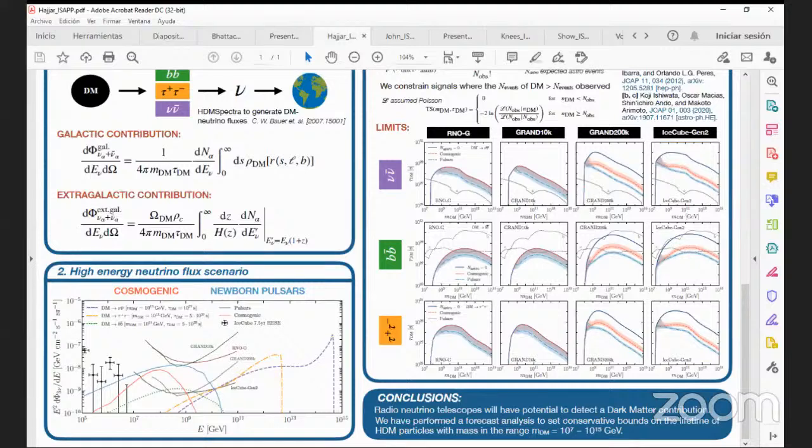I have a question. How will the observation of neutrinos from pulsars constrain dark matter? Could you say it again?